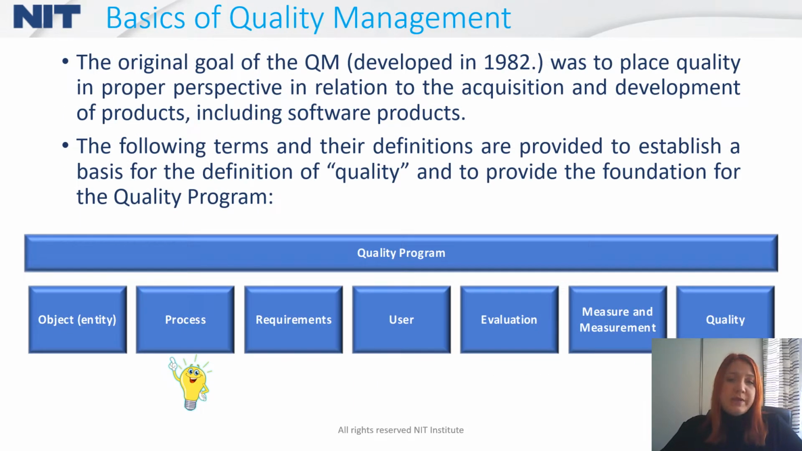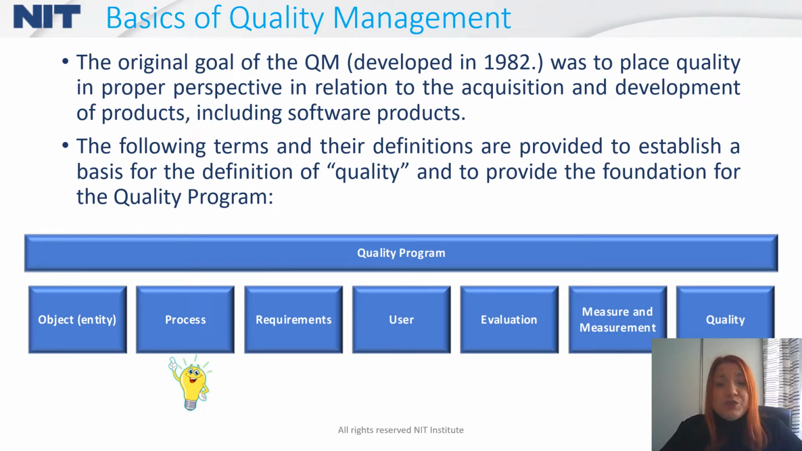Quality management, as it was developed back in 1982, has the original goal to place quality in the proper perspective to the development of the product, which for sure includes software production. To establish the basis of such a perspective, we need to understand the quality definition and provide the foundation for the quality program. In order to do that, we need to introduce new terms like entity, process, requirements, user, evaluation, measure, and quality itself.